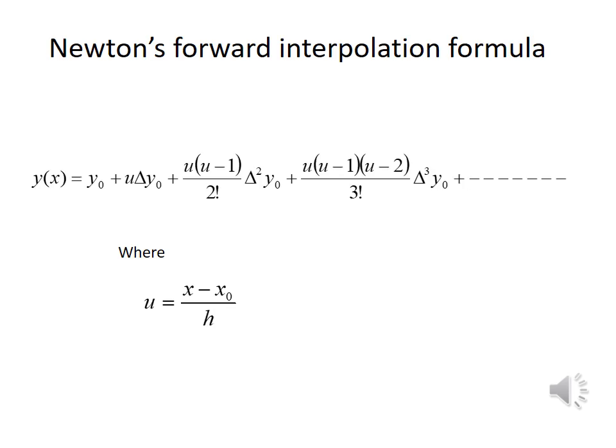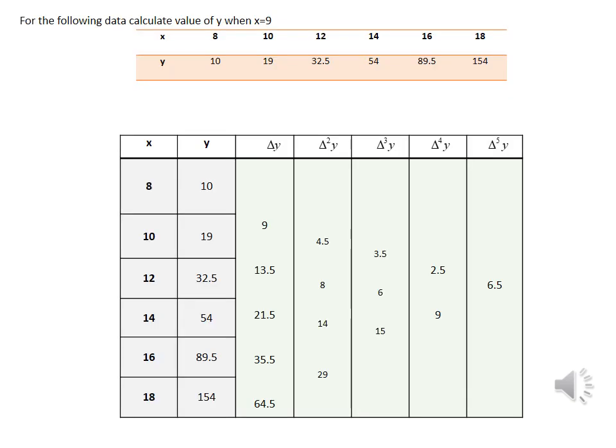Finally, the formula is y of x is equal to y0 plus u into delta y0 plus u into u minus 1 by 2 factorial into delta square y0, u into u minus 1 into u minus 2 divided by 3 factorial into delta cube y0, etc., where u is equal to x minus x0 divided by h. For more clarity, let's solve this problem.